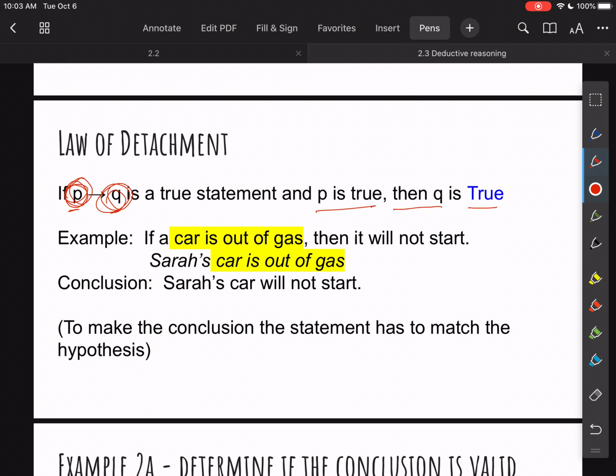So if the whole statement is true, and P is true, then we can conclude that Q is also true. So here's an example of that, because some of these definitions can be very confusing, and when you read the definition, you might be more confused than what it actually is trying to say.